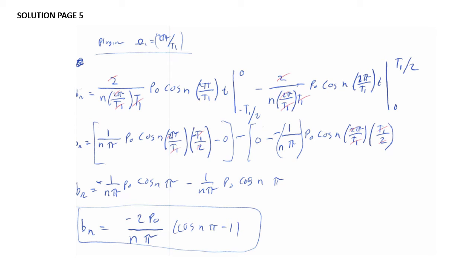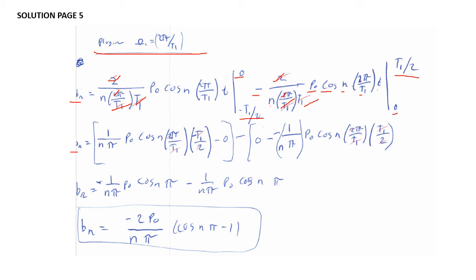So once we plug these in, we have our b sub n is equal to 2 over n times 2 pi over t1 times p naught times the cosine of n times 2 pi over t1 times t, evaluated from negative t1 over 2 to 0, minus 2 over n times 2 pi all over t1 times p naught cosine n 2 pi over t1 times t, evaluated from 0 to t1 over 2. And as you all can already see, we're starting to cancel. Our 2 cancels with our 2, t1 with our t1. Reduce and simplify.